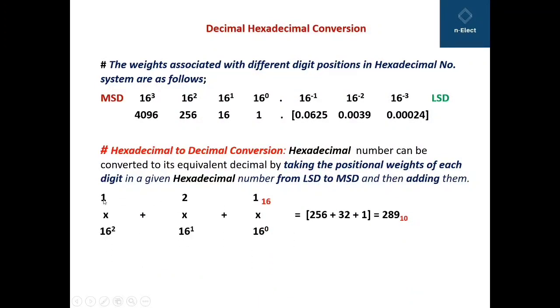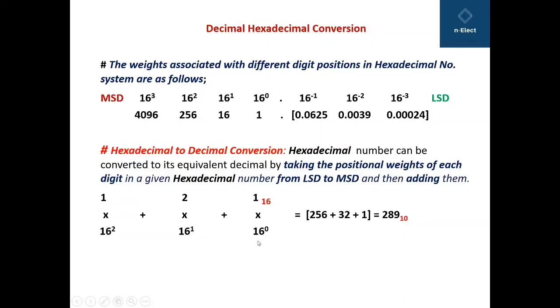The hexadecimal number which is given is 121 hexadecimal, and we are to convert this 121 hexadecimal into decimal. So first step is, now here this is not the fractional hexadecimal number, so this will be called as LSD and this will be called as MSD. So starting from LSD and going to MSD, we'll have to take the weights like 16 raised to power 0 for this digit, 16 raised to power 1 for this digit, 16 raised to power 2 for this digit, and multiply them column wise and add them row wise. You have to add this with this, and the total addition of this will be added with this.